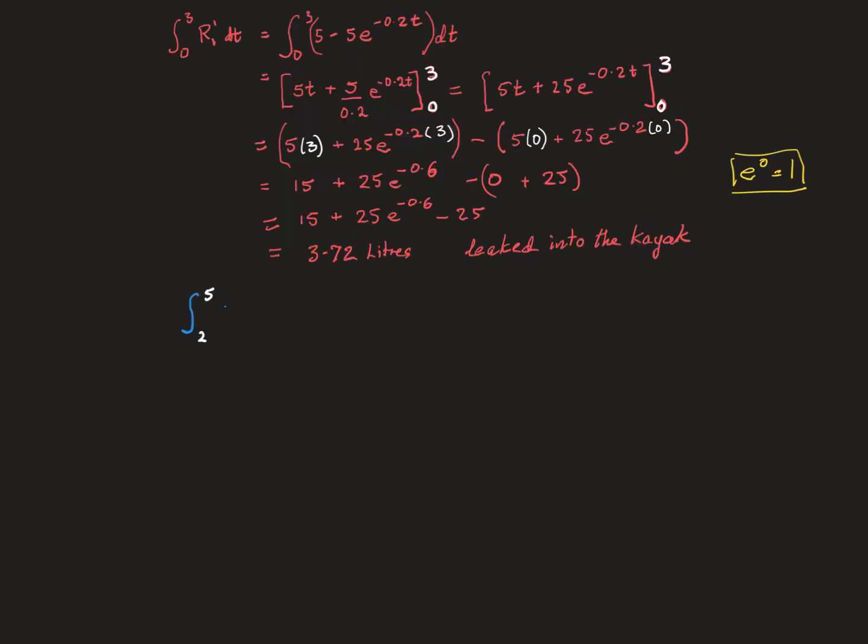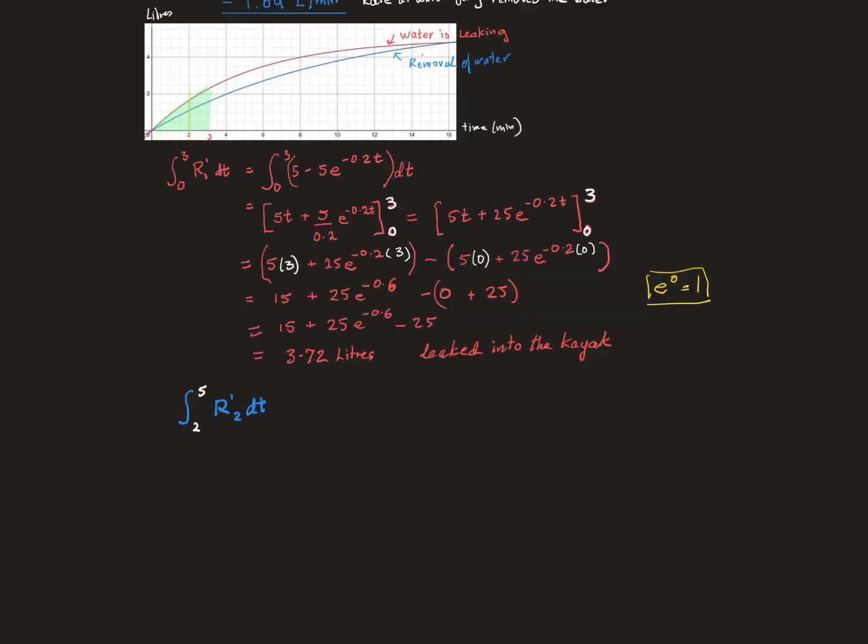And so how would you interpret the integral from 2 to 5 of R2 dt? Well, R2 is the water which is being bailed out by Jerry. And so this is a question of asking how much water has been removed by Jerry from 2 minutes to 5 minutes.